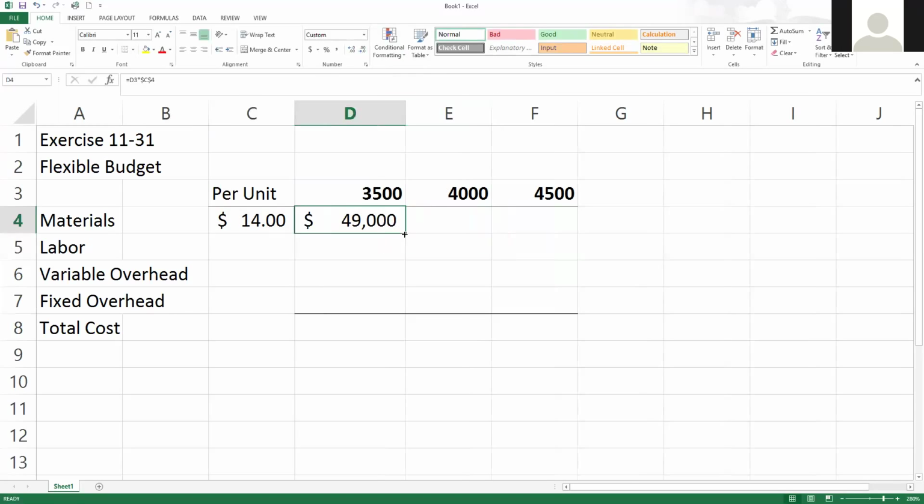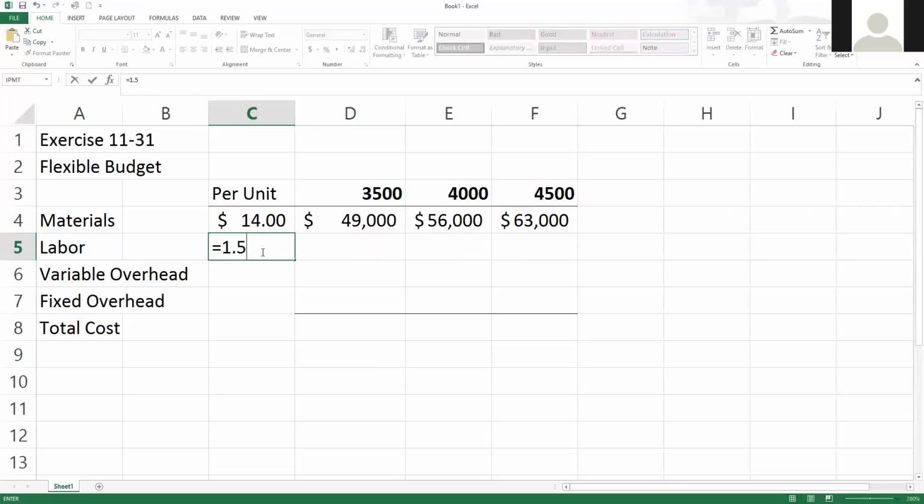And then if I drag this over, now I want it to be 4,000 times 14. And that did do that. And then 4,500 times 14, just as you would have predicted, the cost went up as we moved across the levels of production. Labor, we're supposed to take an hour and a half at $18 an hour. So 1.5 times 18, and it's going to cost $27 in labor costs to make each product.